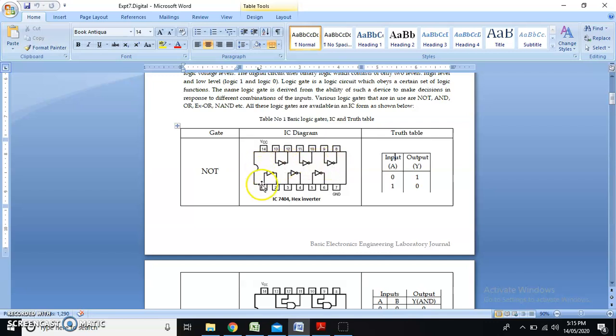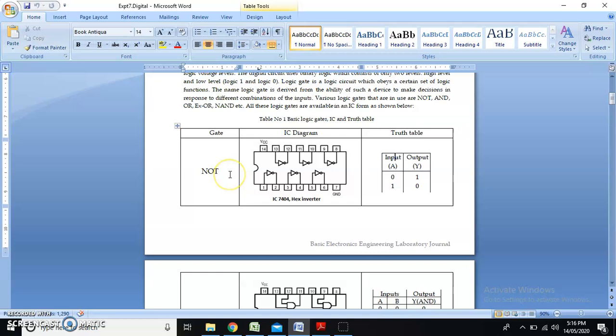The notch identifies the pin number. Left side of the notch is pin number 1, and from pin number 1 in an anti-clockwise direction till pin number 14 the pins are arranged. Pin number 7 and pin number 14 are always for ground and VCC. So this is its internal structure. Pin number 1 is input, at pin number 2 output is available. Same way pin number 3 input, output, and so on for all six inverters.